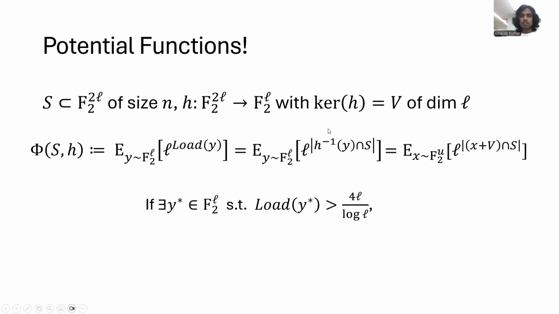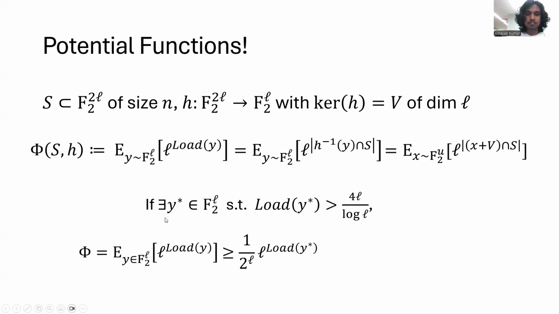Great. So in more formal terms, we want to argue that if there exists some y star whose load is large, greater than optimal, then the potential is large. And this is easy to see because just the contribution of the y star term is going to give us a good lower bound. So our potential phi is equal to this expectation, which is at least the contribution of the y star term here.